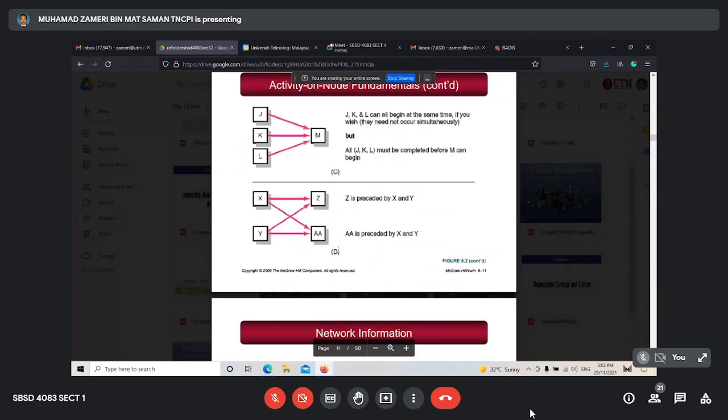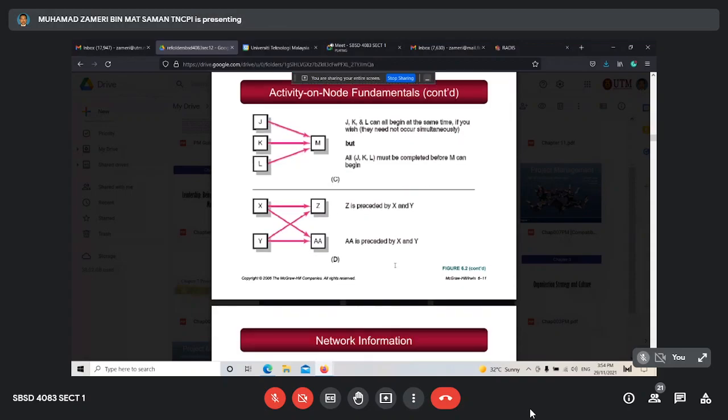Okay. Same with this. Same with this. Z is preceded by X and Y. That means before you start Z, you need to make sure X and Y finish. Okay. AA preceded by X and Y.